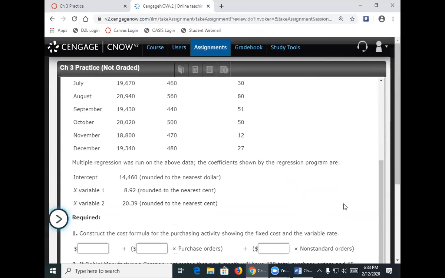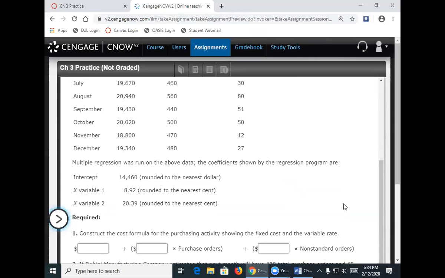So when we run a multiple regression, what happens then is we just expand our cost equation. We make it longer. And you can do more than 2. You can do 3, 4, 8 million. Don't recommend it, but we could. It's usually like 2 or 3 though, just to be honest. It's usually not 8 million. I haven't done one with that many. Anyway, so multiple regression was run on the above data.